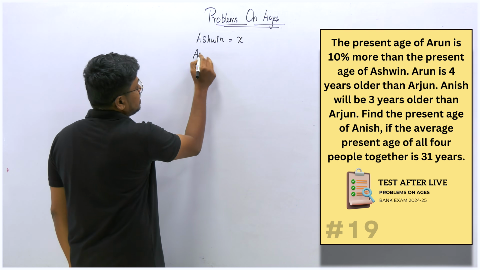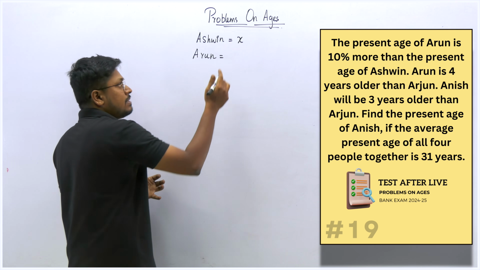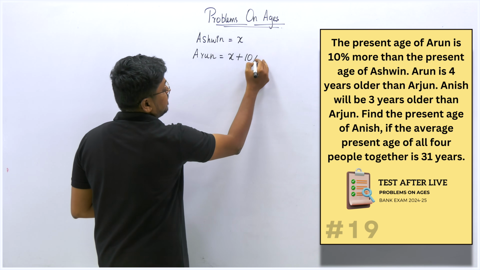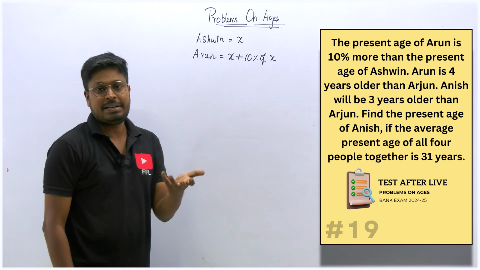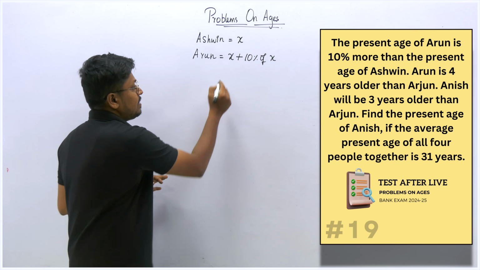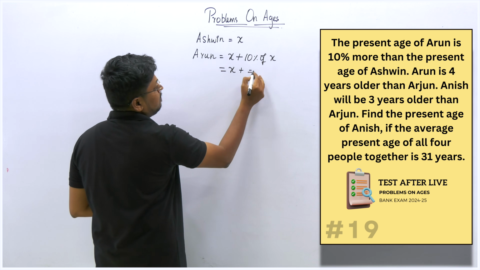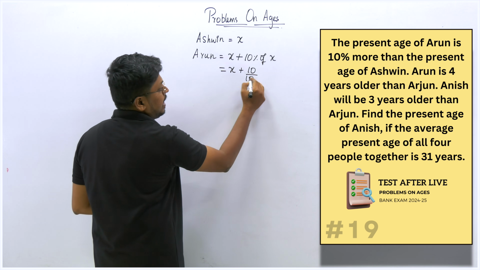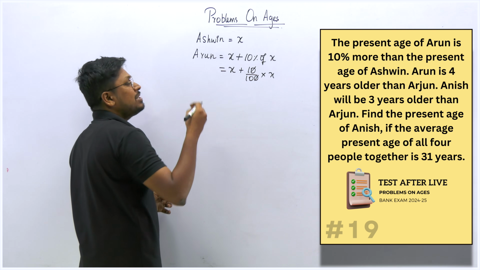Let's just see here. Arun is equal to 10% more. The meaning here is the age of Ashwin plus 10% of the age of Ashwin. This is the meaning of it. Or else you can take it as 110%. Everything will be the same. So this will be x. 10% of x can be written as 10 divided by 100 into x. We can cancel it, 1 by 10. 1 by 10 will be 0.1.